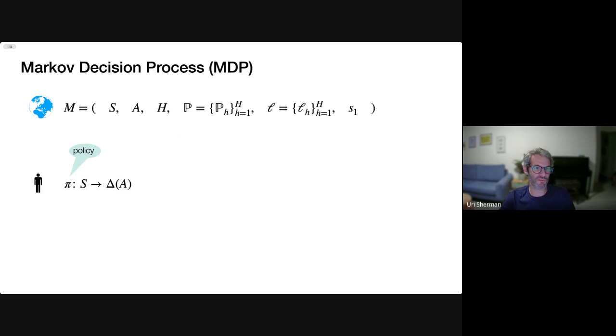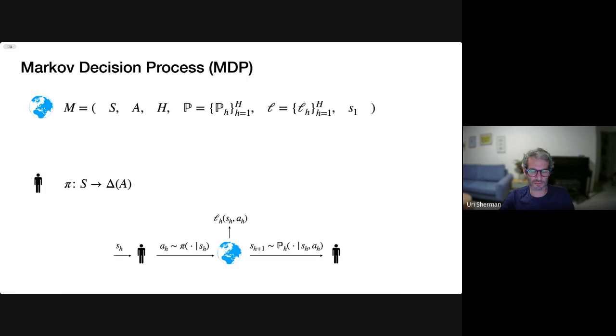We denote the policy of the agent acting in the MDP by pi, which is just a mapping from states to probabilities over actions. And a single step of interaction in the MDP proceeds in the standard way.